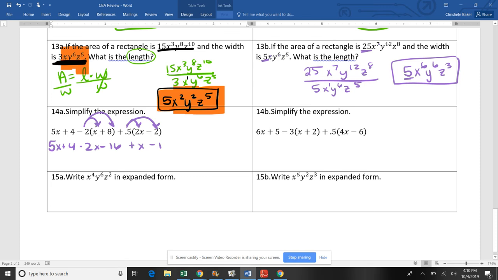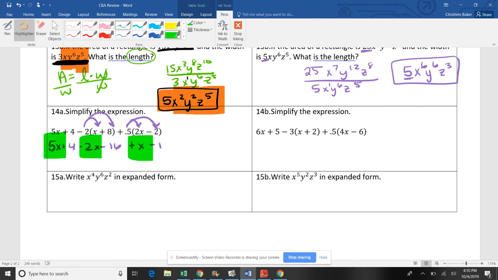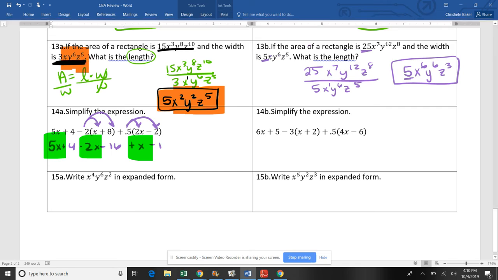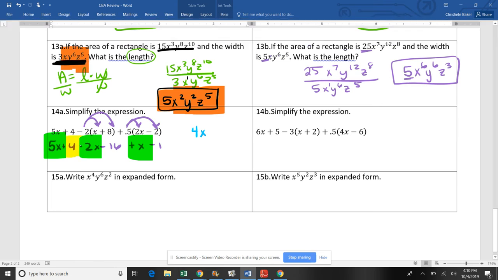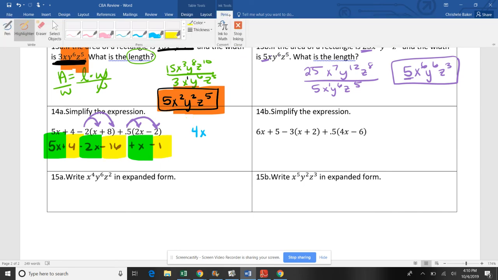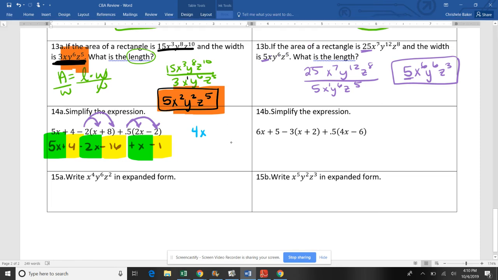Our like terms, we have 5x minus 2x plus 1x. Now we're not doing anything to both sides. There are no sides here. You're just combining. 5 minus 2 plus 1. 5 minus 2 is 3. 3 plus 1 is 4. Constants. Positive 4 minus 16 minus 1. Positive 4 minus 16 is negative 12 plus 1 is negative 11.